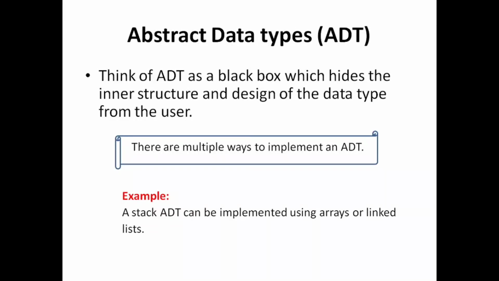Now, abstract data types. Think of an ADT as a black box which hides the inner structure and design of the data type from the user. There are multiple ways to implement an ADT. For example, a stack ADT can be implemented using arrays or linked list. A stack itself is a data structure, but we are implementing it using arrays or linked list.